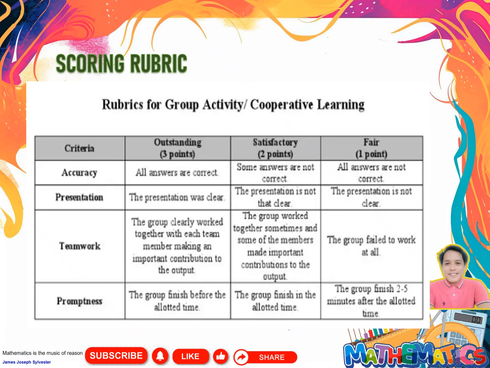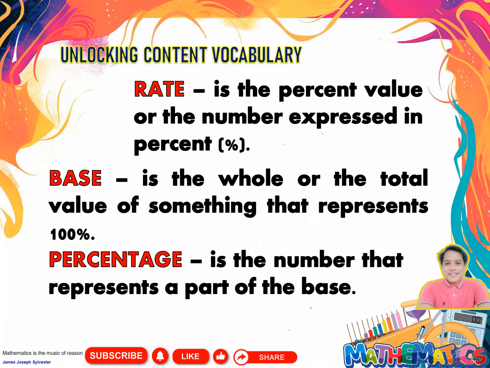And we have the scoring rubric for the group activity or cooperative learning. We have the following criteria: accuracy, presentation, teamwork, and promptness. We have the following points. For 3 points, we have outstanding with the given description. We have 2 points for satisfactory and 1 point for fair.